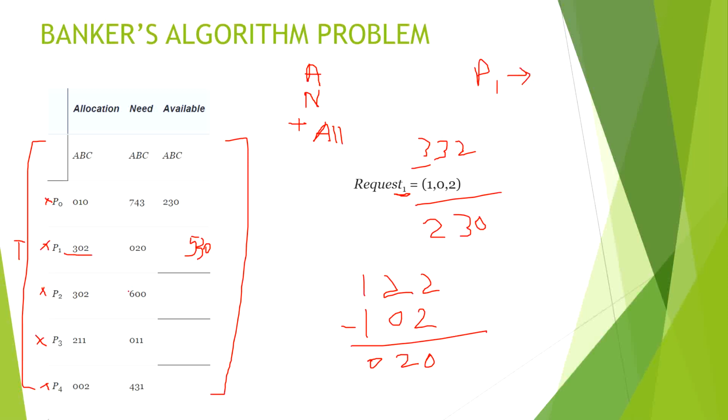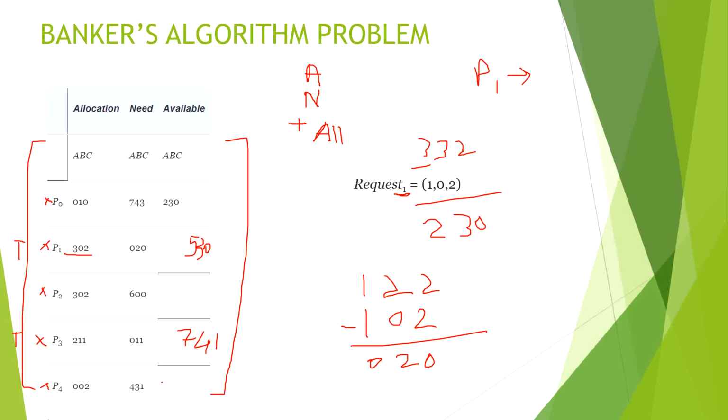Now we will go to 600, and this many resources are not available with the system. We will move forward and check whether P3 has been assigned the resources yet or not. It is not assigned, and we can see that the need is also smaller than 530. So it will be assigned and made true. Now it will again be added to 530, so the resultant will be 741.